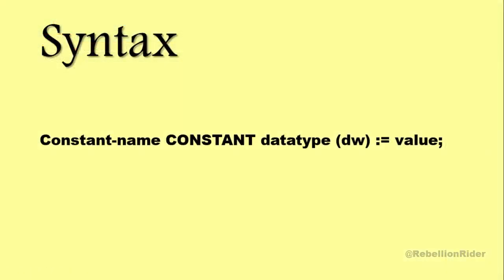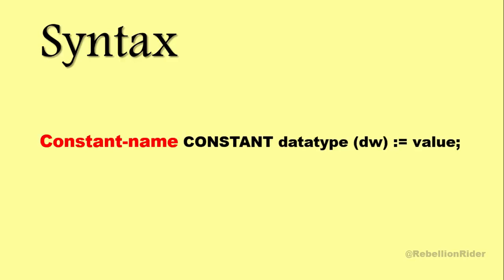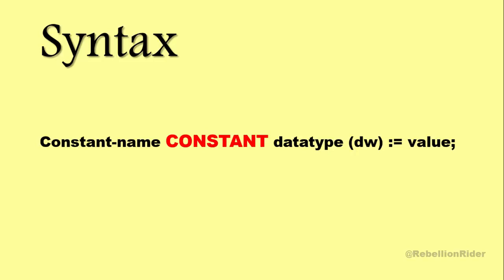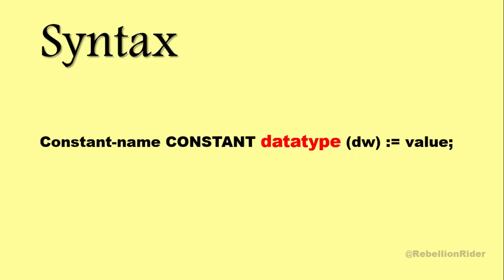And here we are. Here is our syntax. First, you need to give a valid name to your constant followed by the keyword constant. That indicates the declaration of a constant in your program. Then you have to specify the data type and data width for your constant, followed by the assignment operator and the value which you want to assign to your constant.